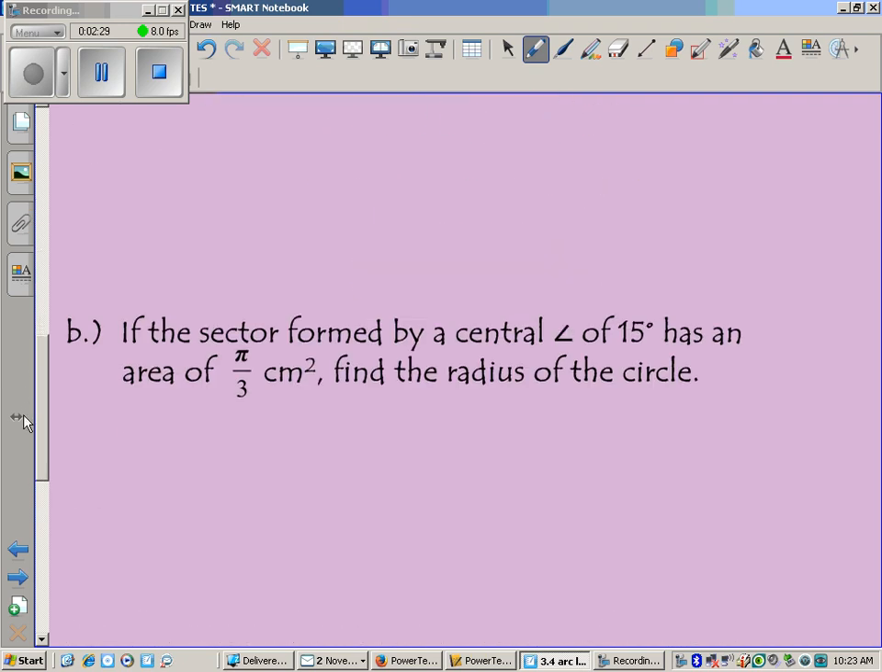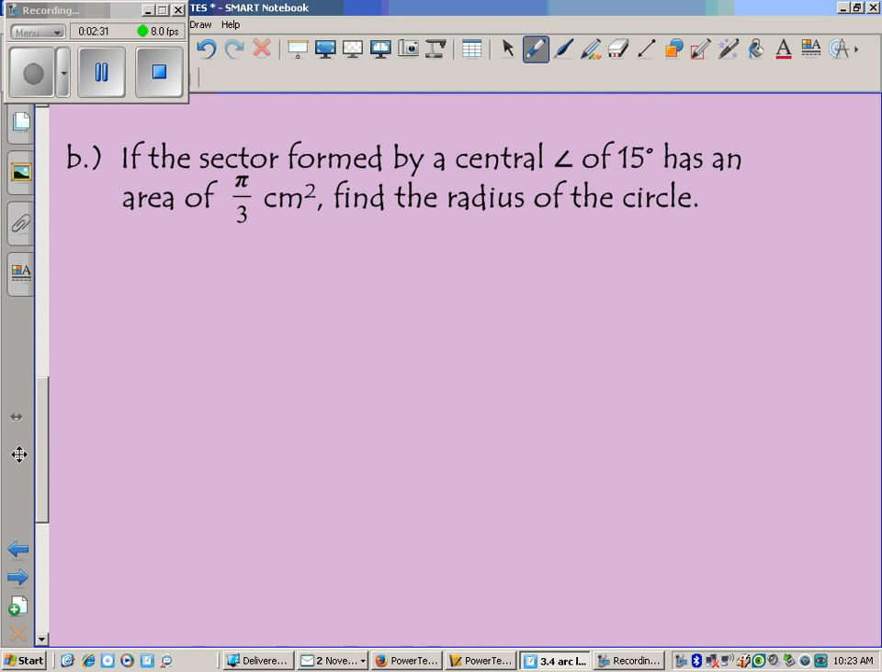Okay, so another one. If the sector formed by a central angle of 15 degrees has an area of pi/3 centimeters squared, find the radius of the circle. So now they give me the area of my sector, and they give me a degree measurement. Now they want me to work backwards and figure out the radius. Can I start with the formula, plug in what I do know, and let's see if we can work backwards.